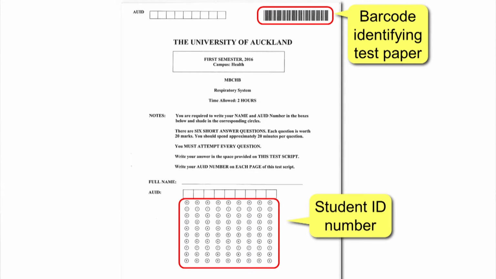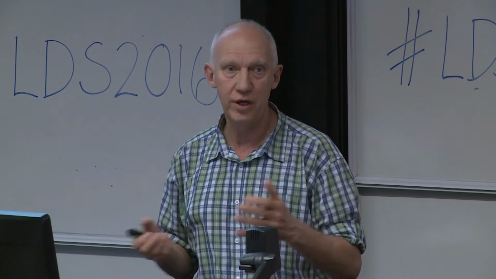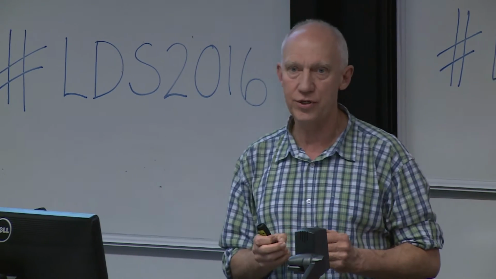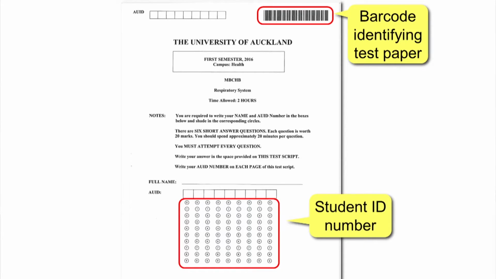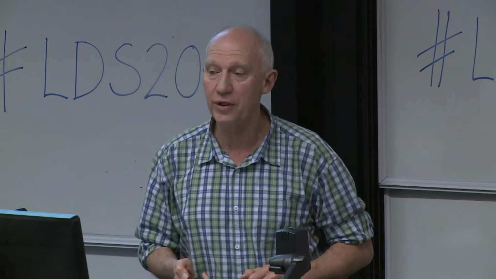Here's a test that we've designed. We've got a barcode at the top, which is unique to each test paper. So every page of this has the same barcode, different from the next test paper, which allows us to recollate the results very quickly. Down the bottom you can see those little bubbles allow the students to fill in their ID in a machine readable way.